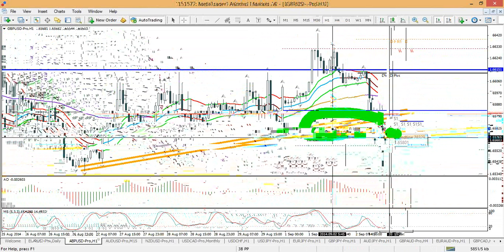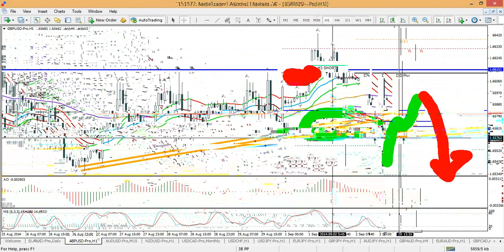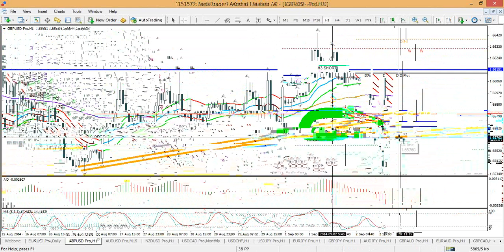Stop loss preferably above here to make it a bit more safer. Not too close like here, because you never know, price could obviously retrace a bit deeper and retest this top right in here and then fall. So I wouldn't use too tight of a stop loss. That would be a way to enter a breakout to the downside.